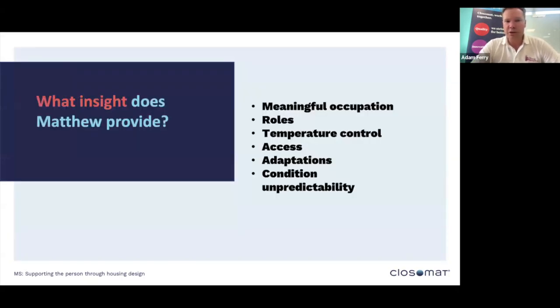So what insight does Matthew provide? He talks about his meaningful occupations and the things that he's still able to engage in and the things that he now doesn't feel like he can. He talked about his roles as a father, as a football fan, as a son. He talked about all those things and the impact MS has had on them. He talked about temperature control. He talked about his frustrations with access and what adaptations he has or could do with.